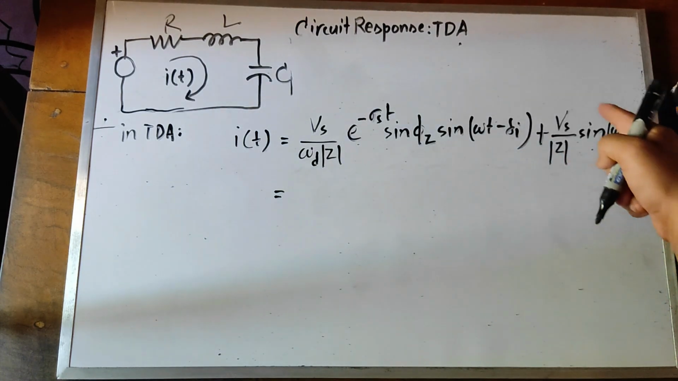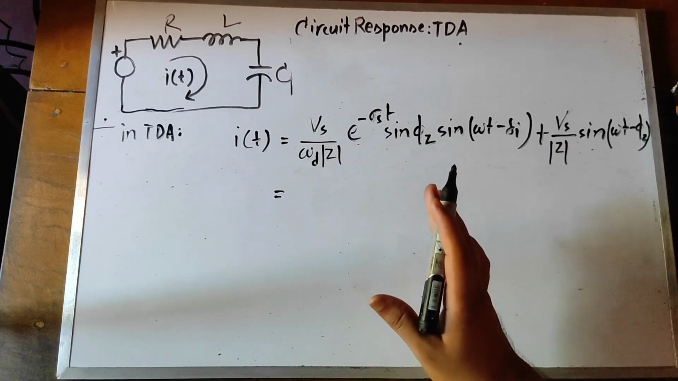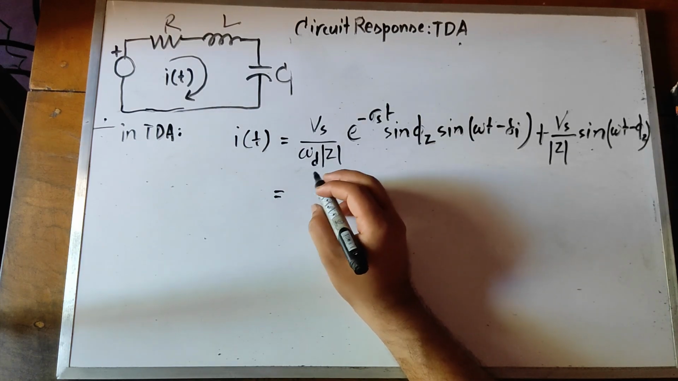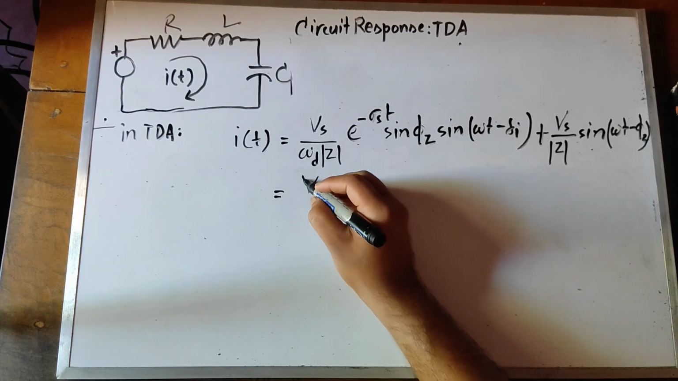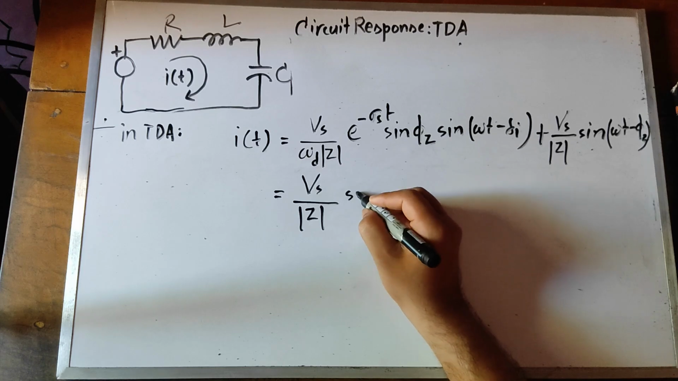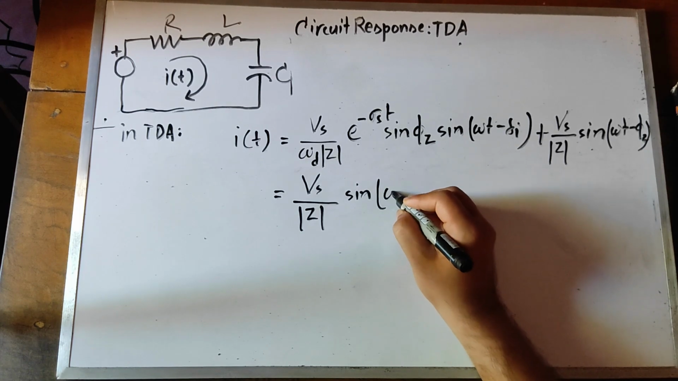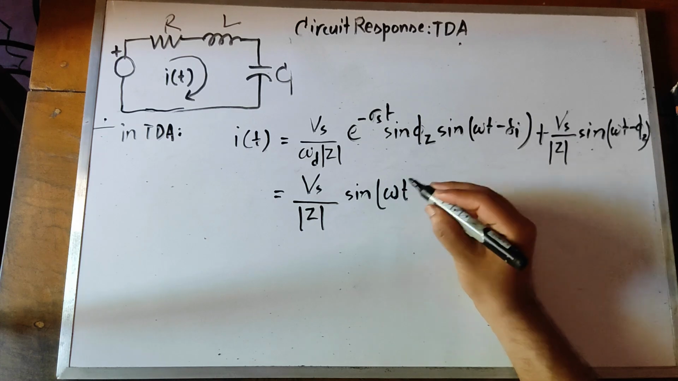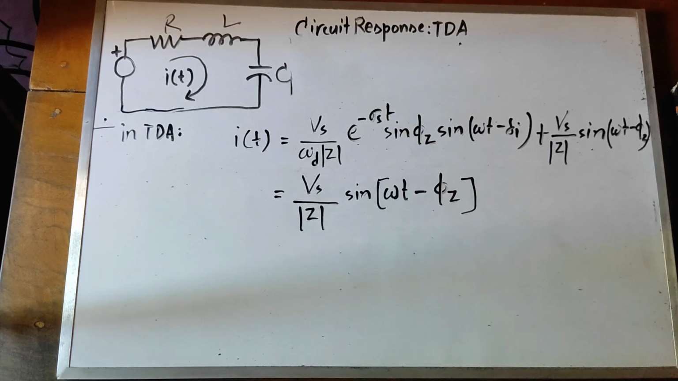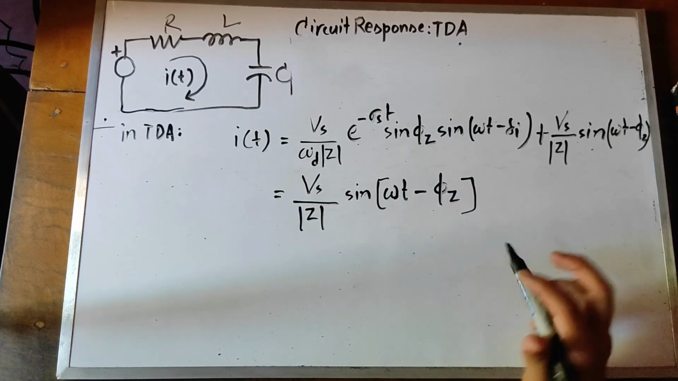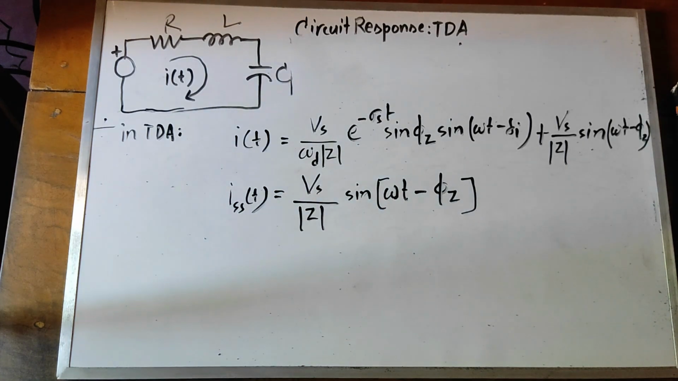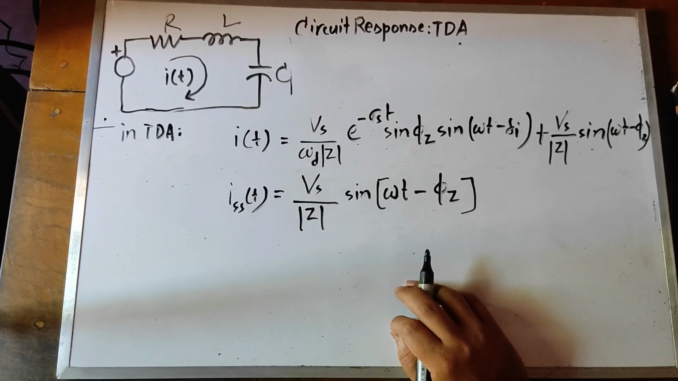Just because the steady state response is of importance here, my main derived response is this: Vs by Z sine omega t minus phi z, where omega is the input frequency. So this is the steady state response of the series RLC circuit.